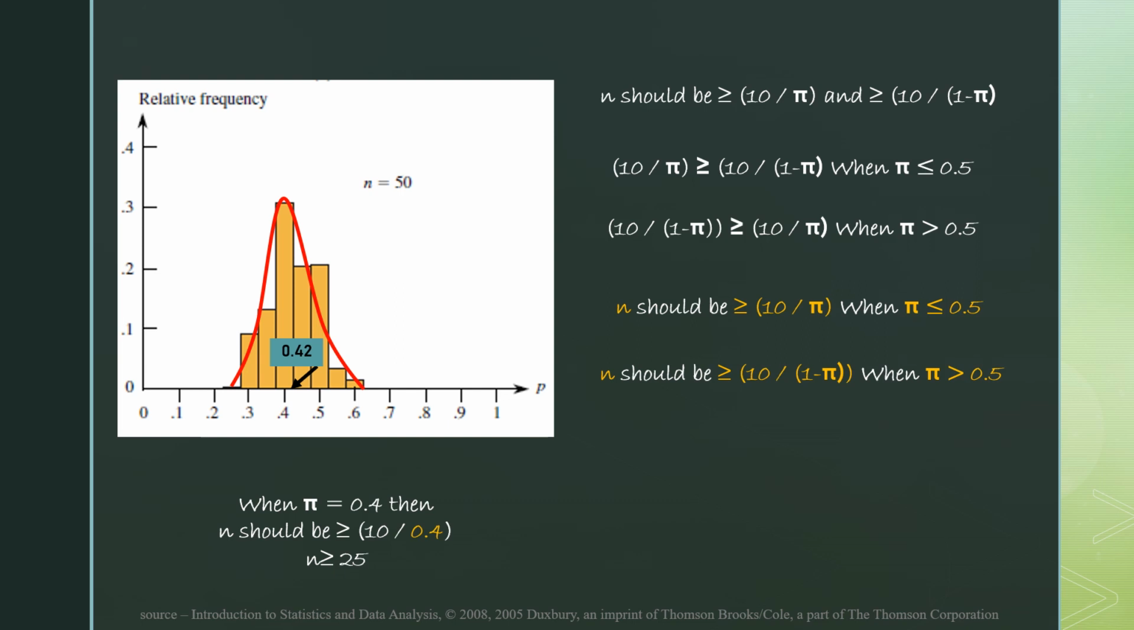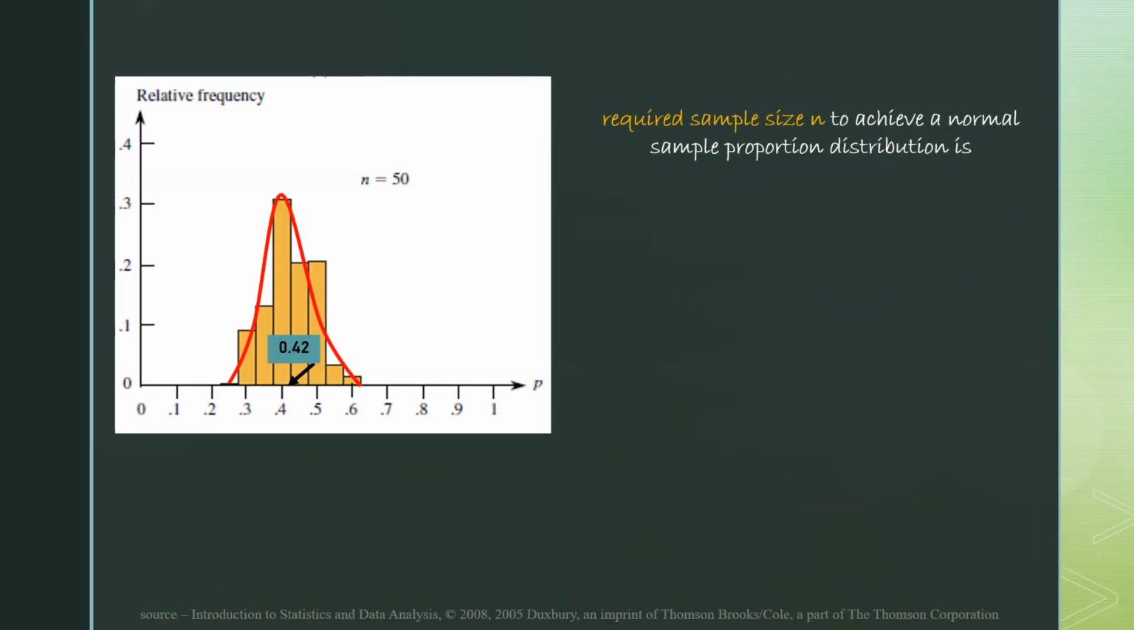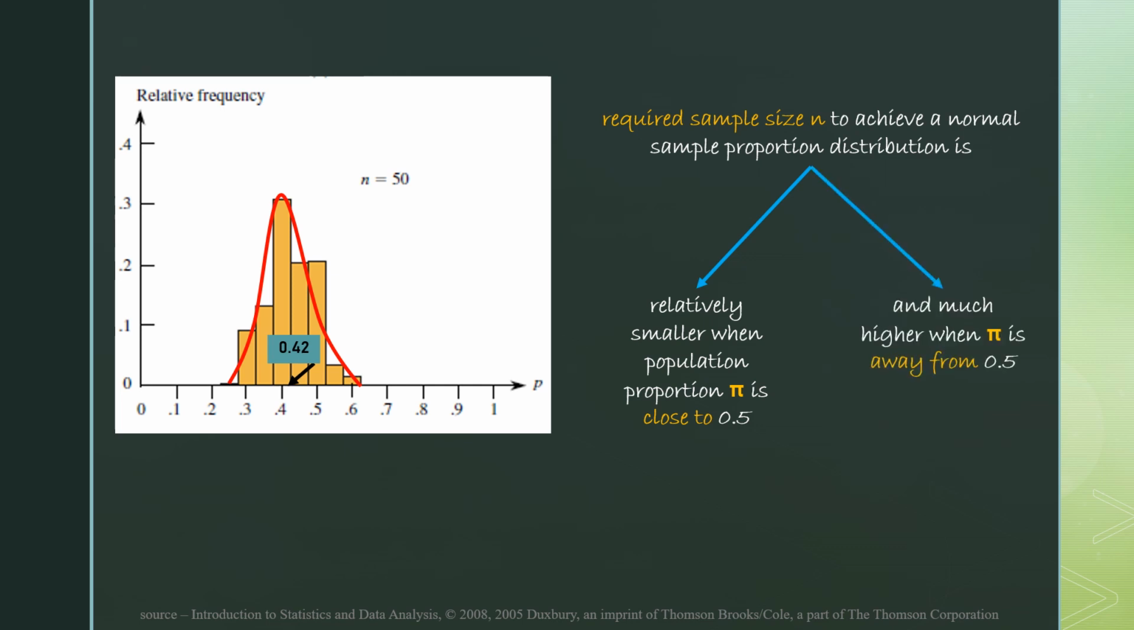0.4, which is n should be greater than or equal to 25. Similarly, when pi equals 0.7, then n should be greater than or equal to 10 divided by 1 minus 0.7, which results in n greater than or equal to 34. From the above discussions, one can deduce required sample size n to achieve a normal sample proportion distribution is relatively smaller when the population proportion pi is close to 0.5 and much higher when population proportion pi is away from 0.5.